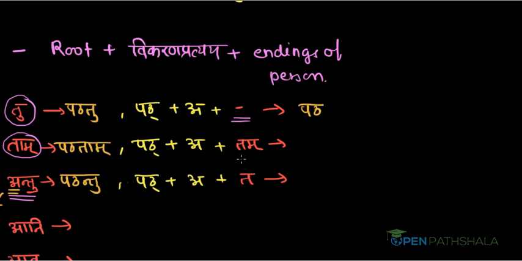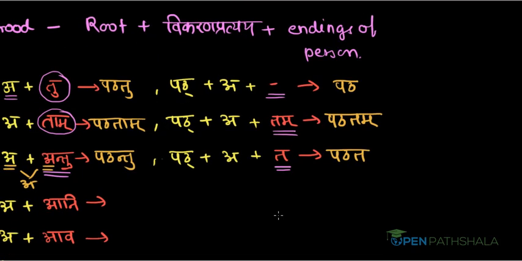Next we have the second person dual ending, which is tam. So by adding tam, we get the form pathatam. So patha plus a plus ta. This ta is the second person plural ending. Remember students that this ta is complete. It is not half. It is not halanta. So patha plus a plus ta will be pathata. So patha, pathatam, pathata. This is the second person form.